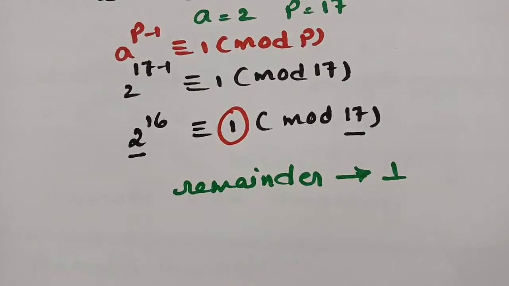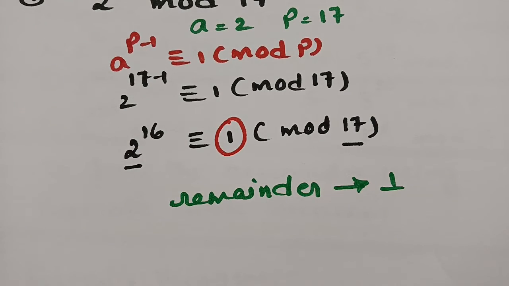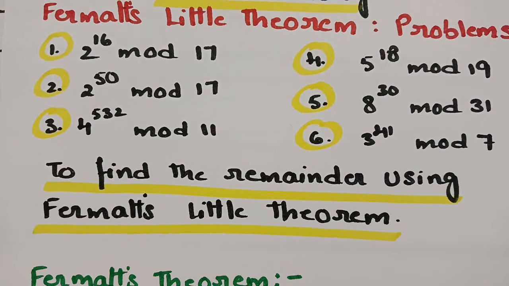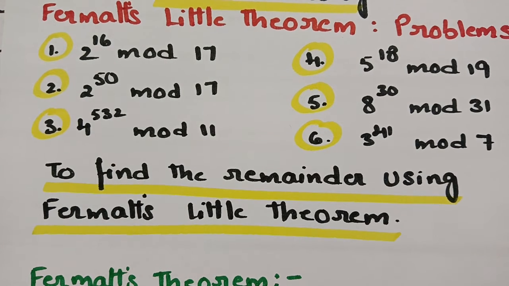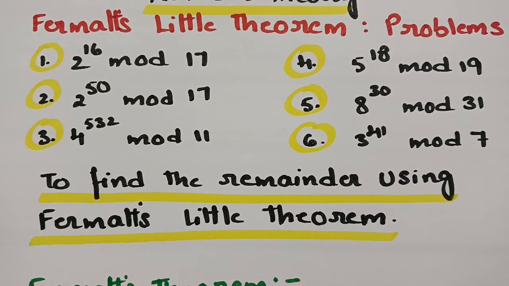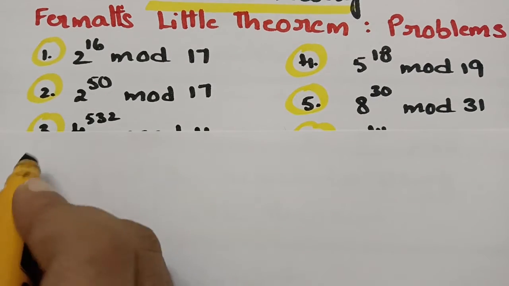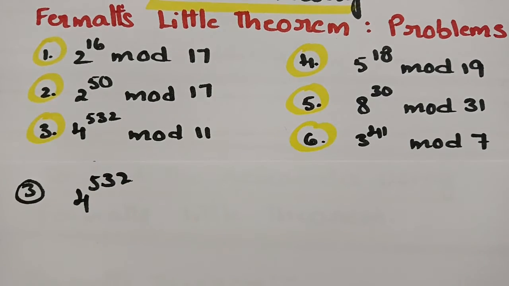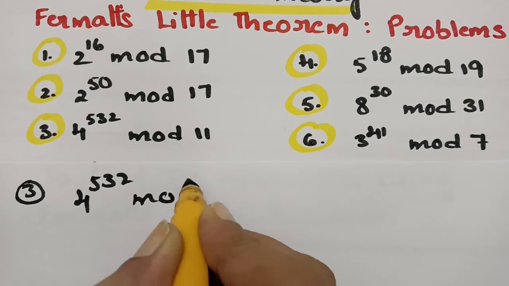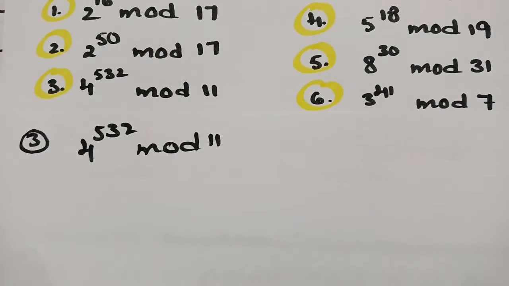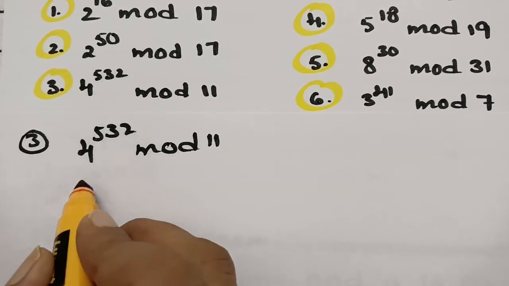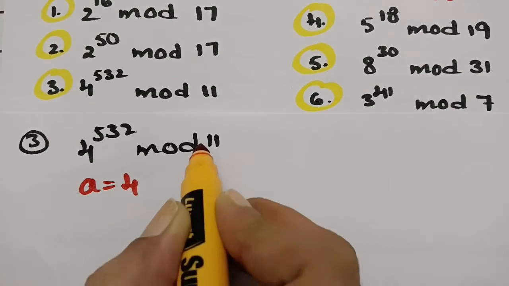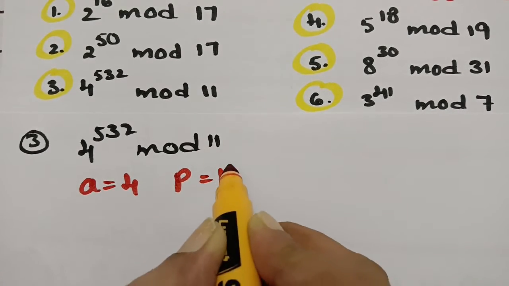So our next question, the third question here, is 4 power 532 modulo 11. Clearly, if you see, the a value is equal to 4 and our prime number, the p value, is equal to 11.